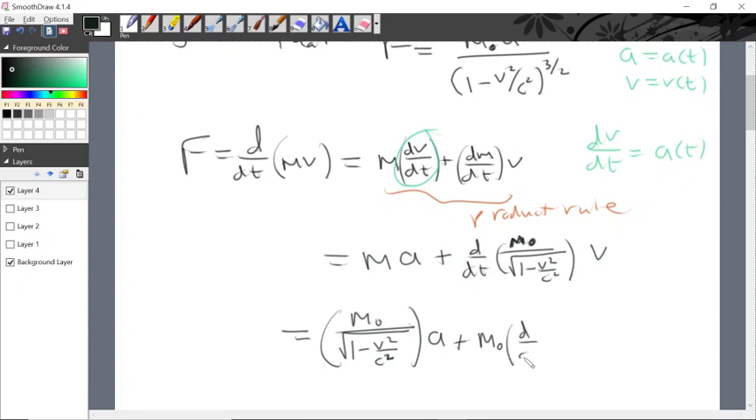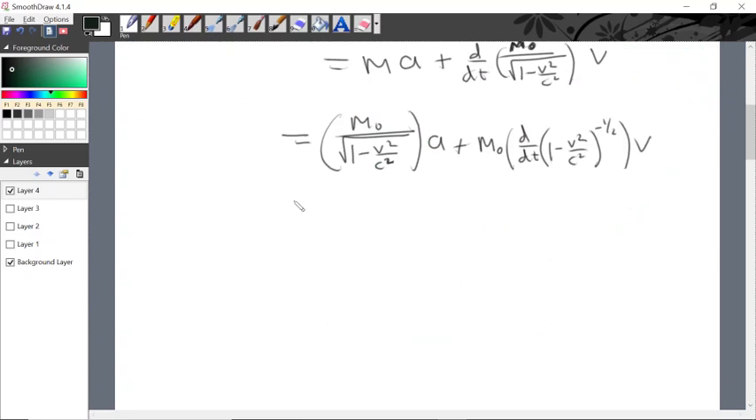And then we have the derivative with respect to time of 1 over the square root of 1 minus v squared over c squared. I'm going to rewrite that as the quantity 1 minus v squared over c squared to the negative 1/2 power, and then take the derivative of that through use of the chain rule. And then that gets multiplied by v. So we have m naught a over the square root of 1 minus v squared over c squared. Then we get plus m naught v.